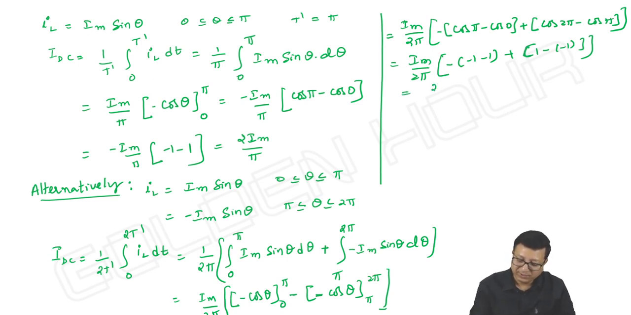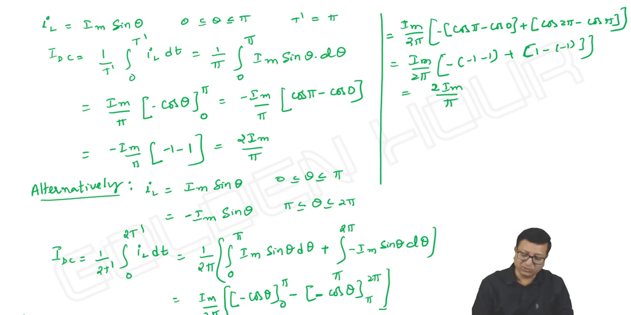So what is its answer? 4 Im by 2 pi, that is 2 Im by pi. Same result we are getting. Why I am mentioning this: some people will be thinking that during pi to 2 pi, the next half cycle also it is Im sin theta, which is absolutely wrong. In negative cycles, it is looking like minus Im sin theta, whose value is positive. The value is positive, but the equation is looking with negative sign. Okay, that's very, very important.